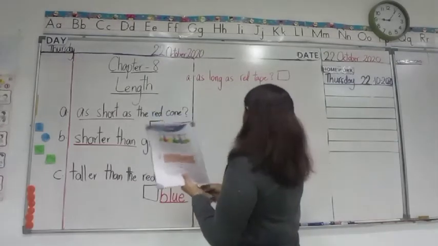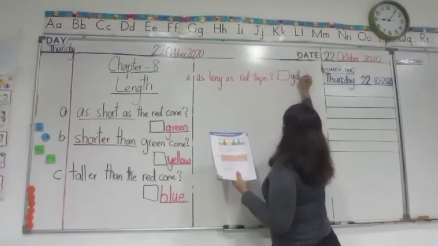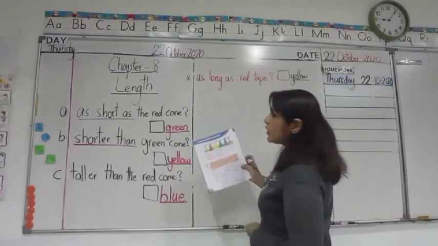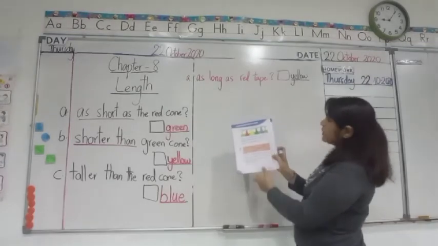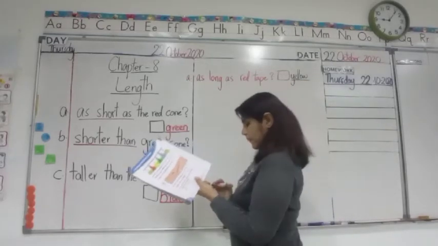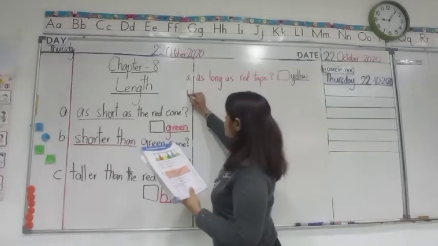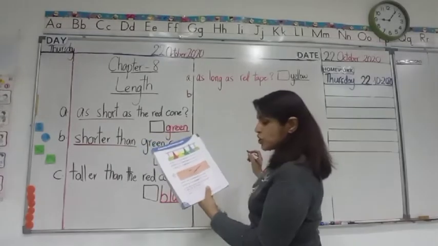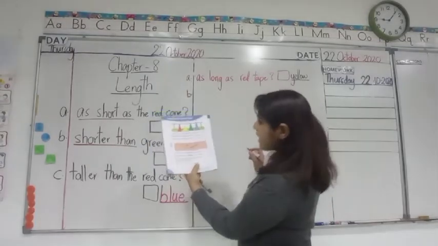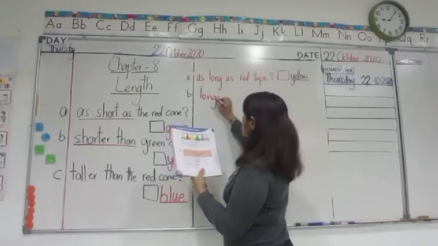Yes, it is yellow. So, write down the word yellow outside the box, because you can't fit in the word. So you have enough space here. Please write down outside the box. Next, letter B. Next question. Which tape is the longest?